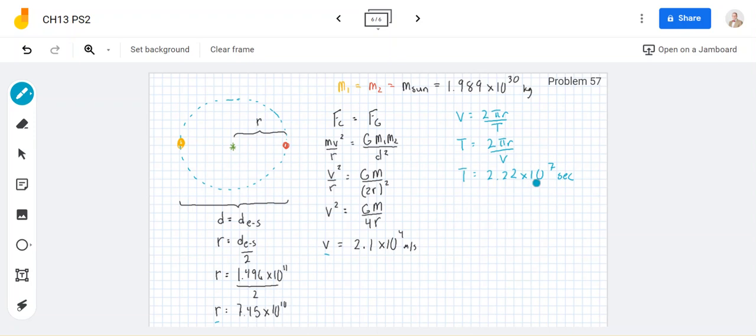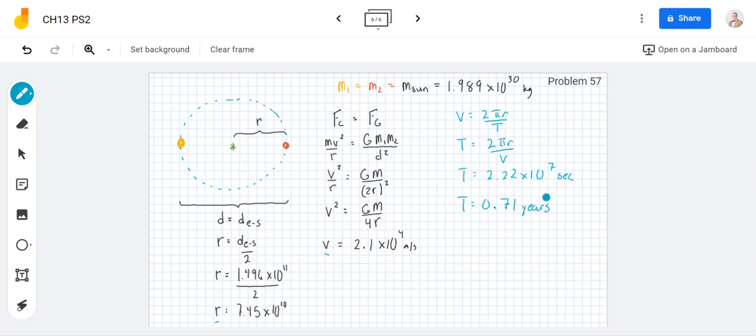Divide by 60 to get minutes. Divide by 60 to get hours. Divide by 24 to get days. And divide by 365 to get years. And I got t is equal to 0.71 years.